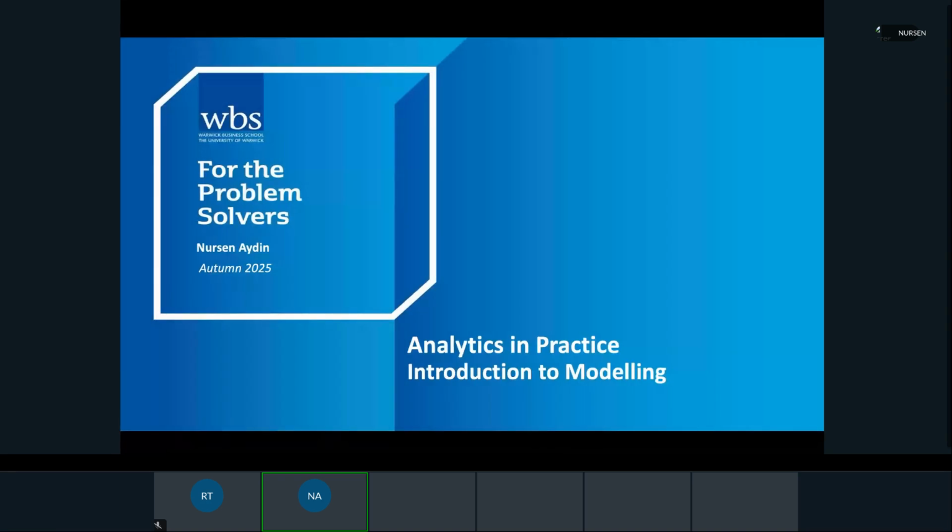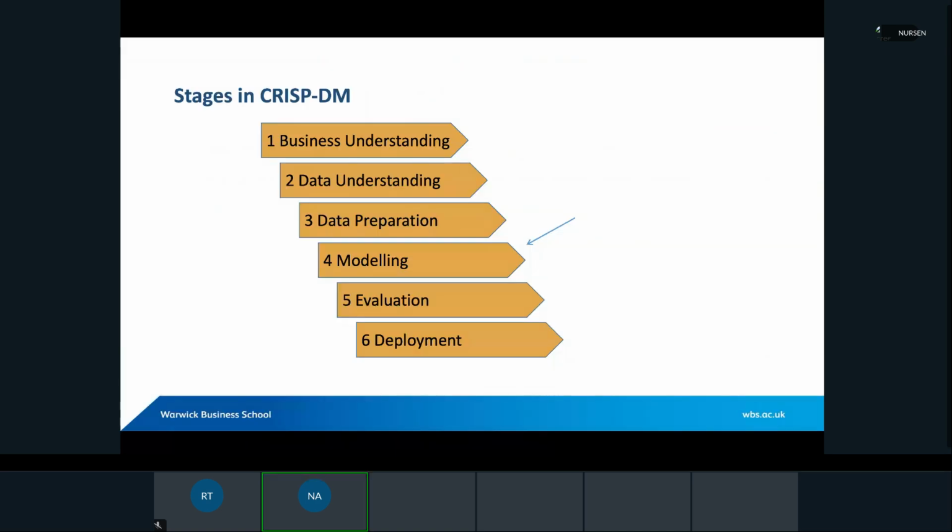So today we are going to make an introduction to modeling, and we will continue to discuss this topic next week, both in the workshop and in the next lecture. And let's look at the agenda for today.